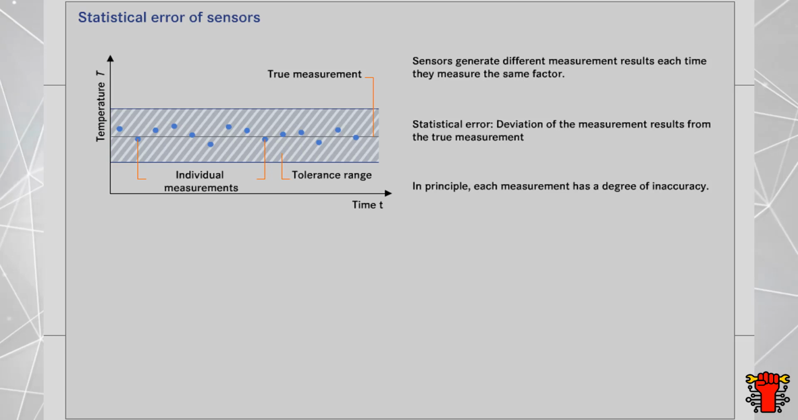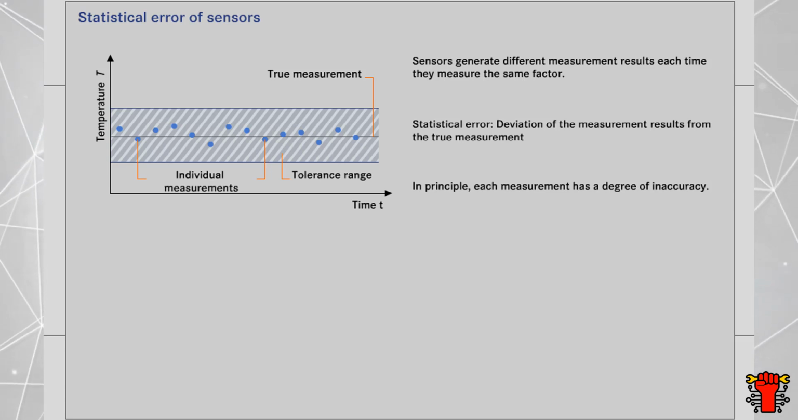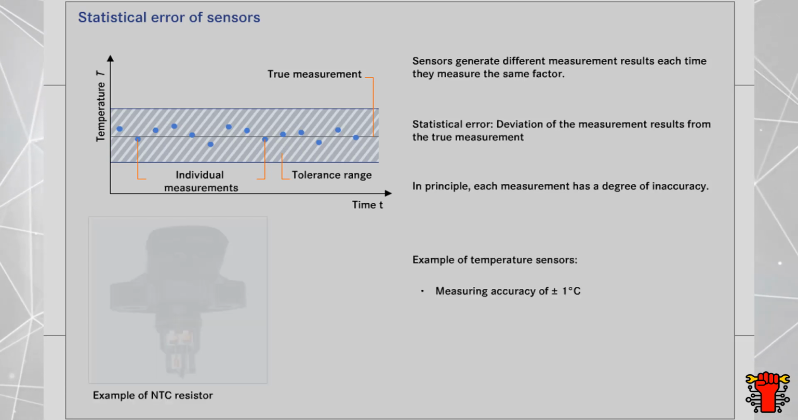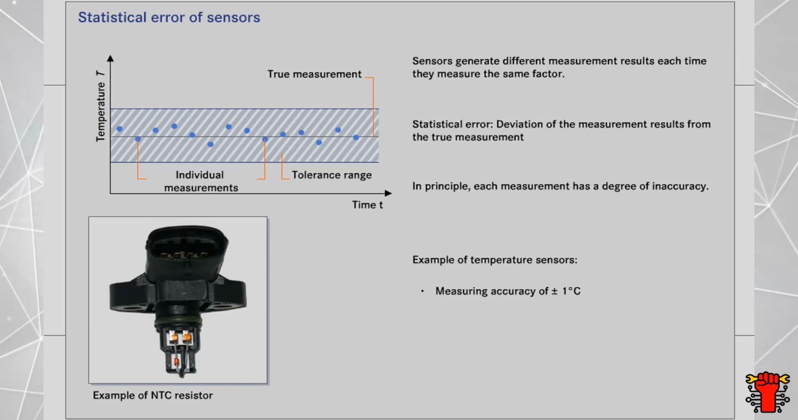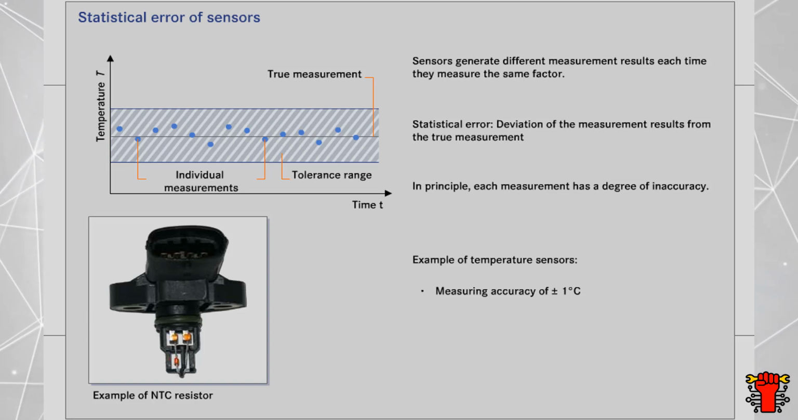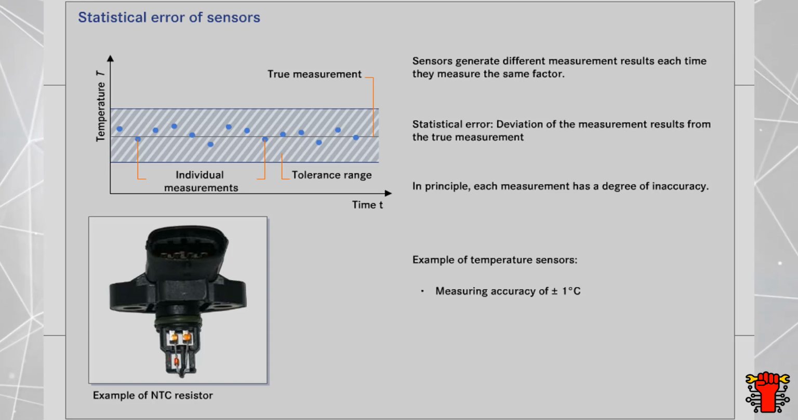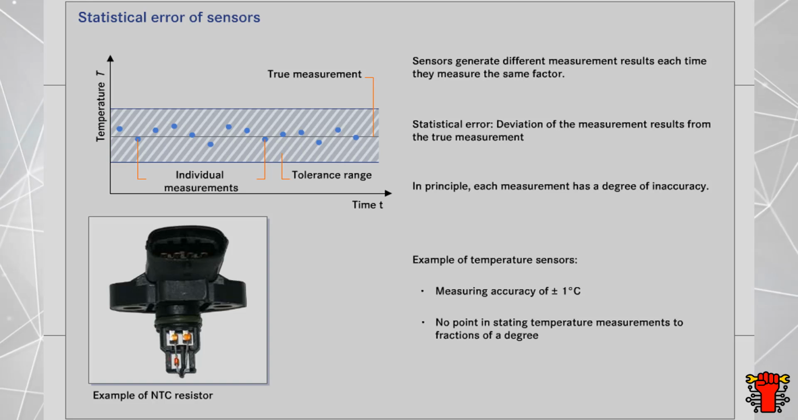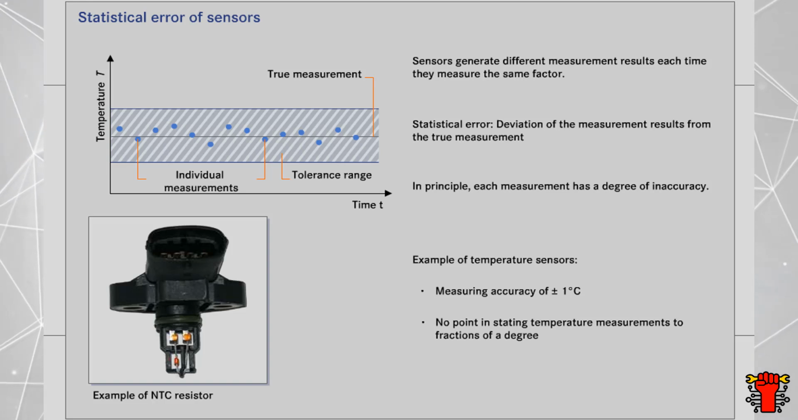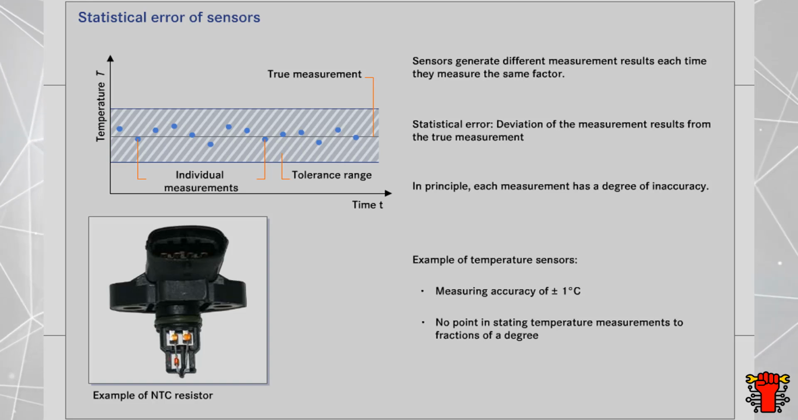However, most of the measurements will be within a tolerance range. For example, temperature sensors usually measure temperature to within an accuracy of plus or minus 1 degree centigrade. It makes no sense, therefore, to indicate measurements with more decimal places than the measuring accuracy of the sensor.